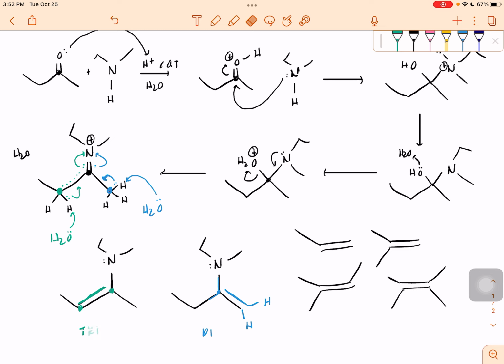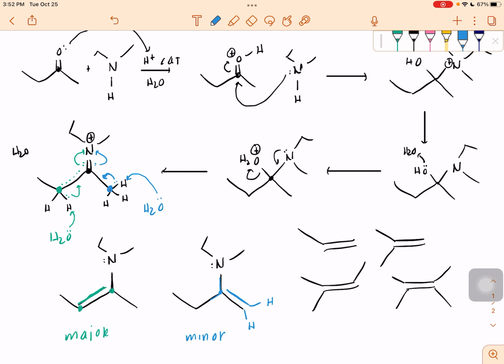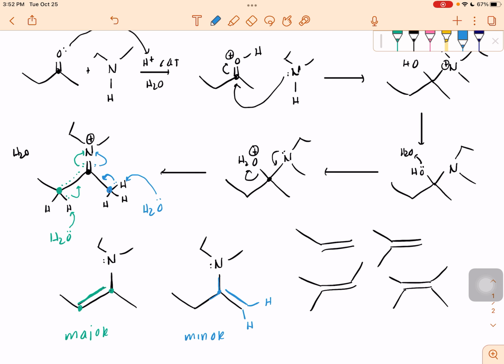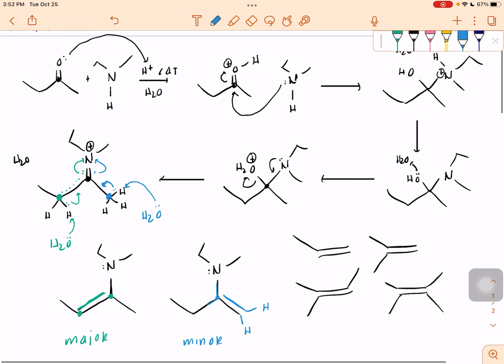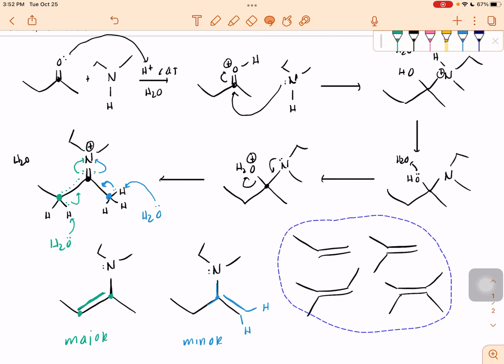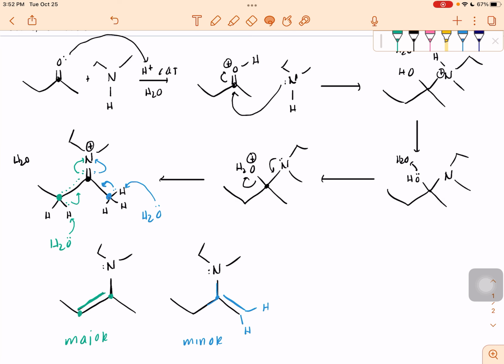So I'm going to erase my tri, erase my di, and I'm going to put that my green one is major and that my blue one is minor. So we're going to go over the reaction one more time. I'm going to erase this because we don't need it. I'm going to do it one more time.